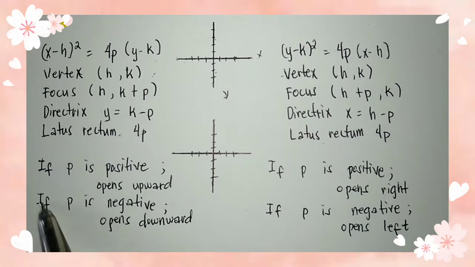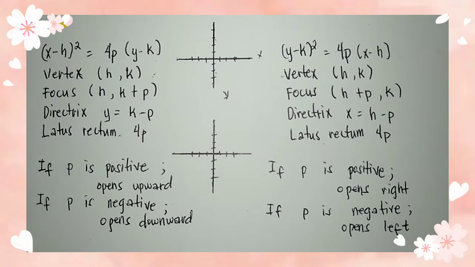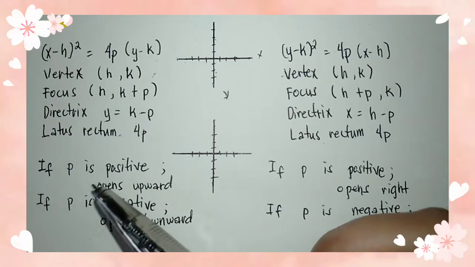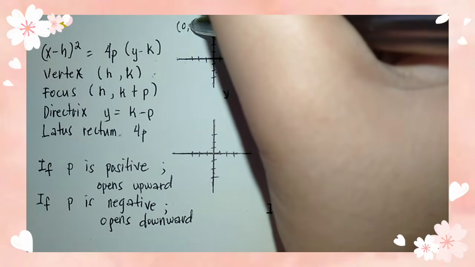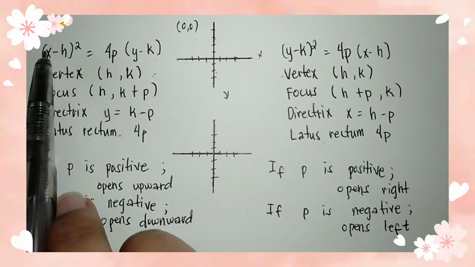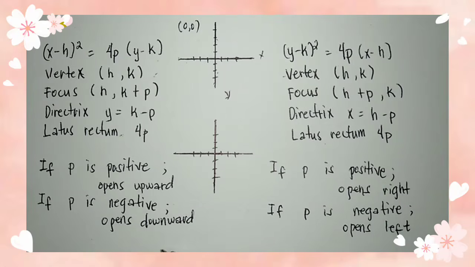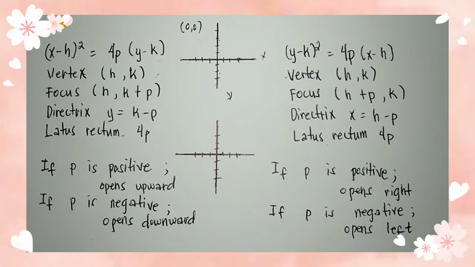So, take a look at these conditions. We have, if p is positive, it opens upward. Yung parabola daw natin opens upward. Ito siya, dito natin siya ibabase. Kung positive to, yung parabola natin opens upward. Sabihin na natin our vertex is 0, 0. Kapag si x yung may squared, dito lang tayo mamimili sa dalawa, upward and downward. Okay? While kapag naman si y yung may squared sa equation, dito naman tayo mamimili kung yung parabola ba natin is right or left. Okay?